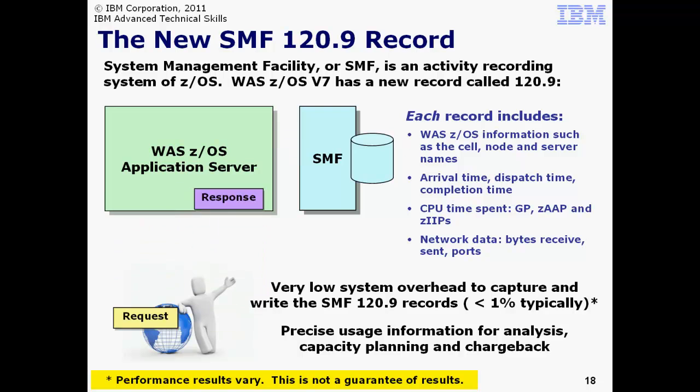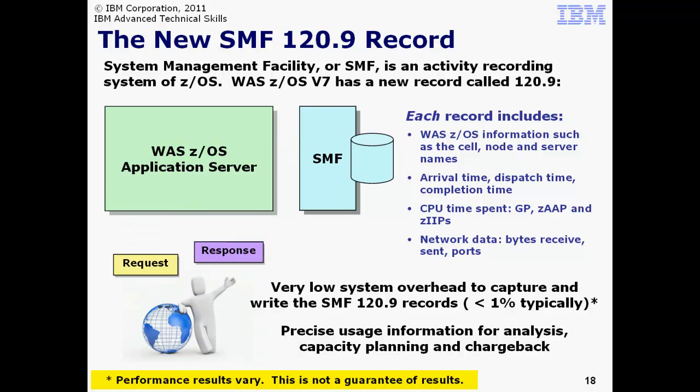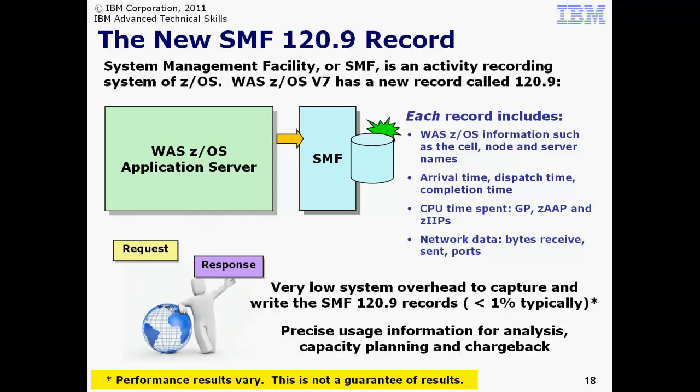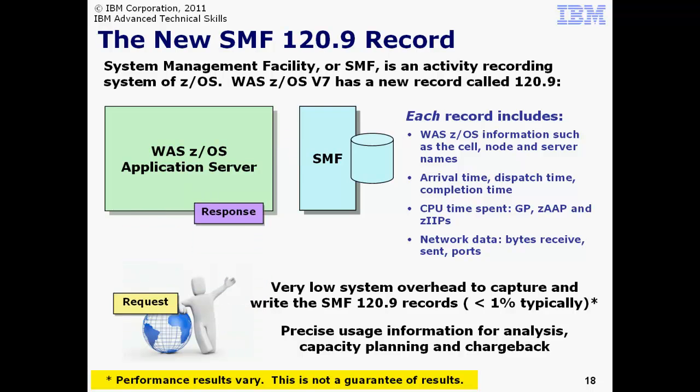What SMF in general provides, and what the SMF 120.9 provides specific to z/OS, is the ability to capture meaningful statistics about activity and usage. This information may then be used with analysis routines to perform capacity planning, to chart trends of application and system usage, to determine compliance with service level agreements, and to provide accurate accounting for chargeback of system costs.